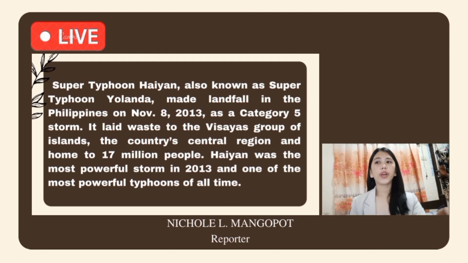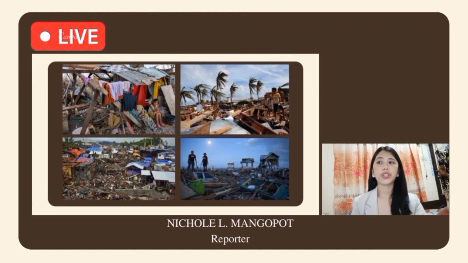Haiyan was the most powerful storm in 2013 and one of the most powerful typhoons of all time. While the Philippines is no stranger to the power of tropical storms, it was not prepared for the devastating effects of Typhoon Yolanda, which was one of the strongest storms ever recorded. In the wake of Yolanda's destruction, thousands lost their lives. 4.1 million people were left displaced from their homes and 6 million workers were left without means to support their livelihood.